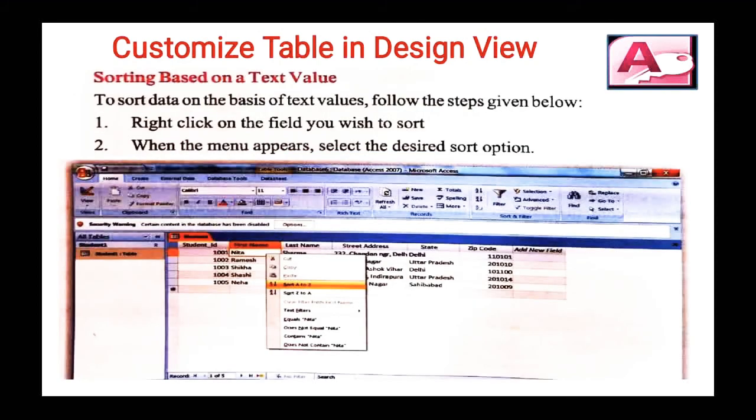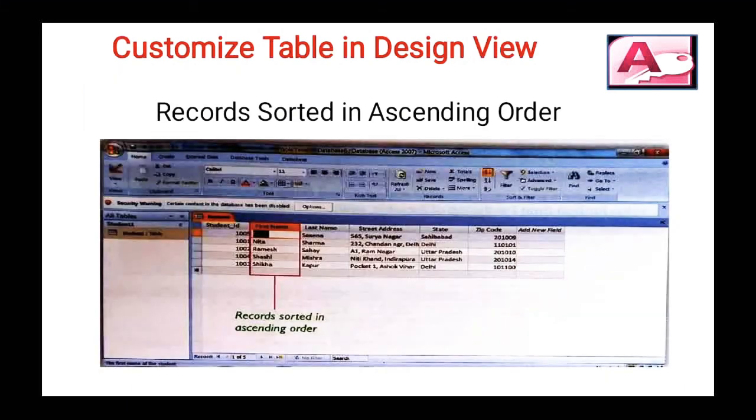Sorting based on a text value. Right-click on the field you wish to sort. When the menu appears, select the desired sort option. Records will be sorted in an ascending order as shown.